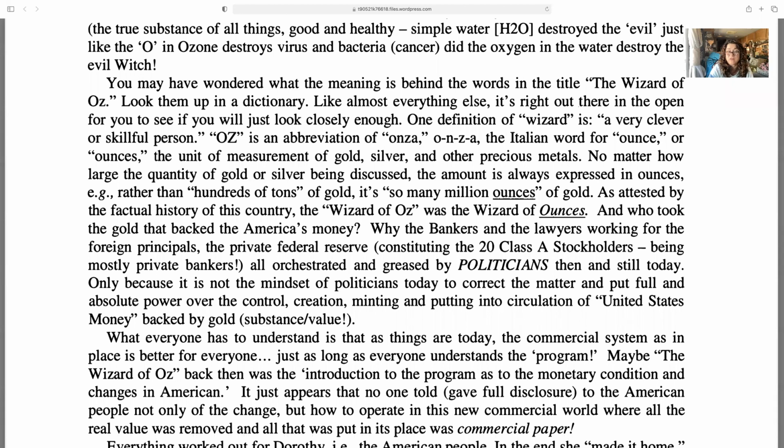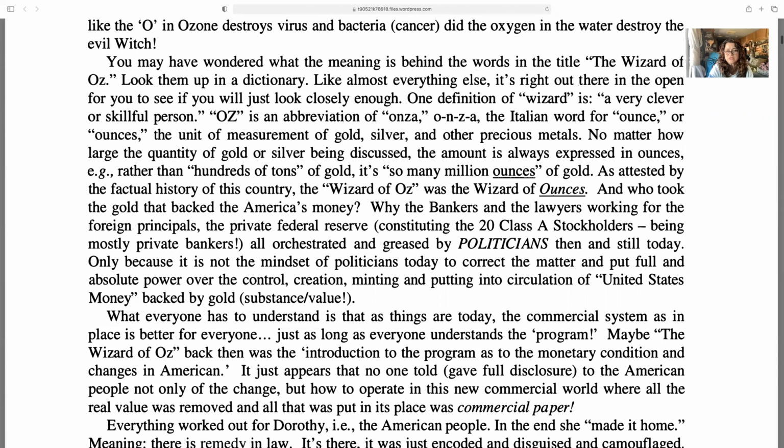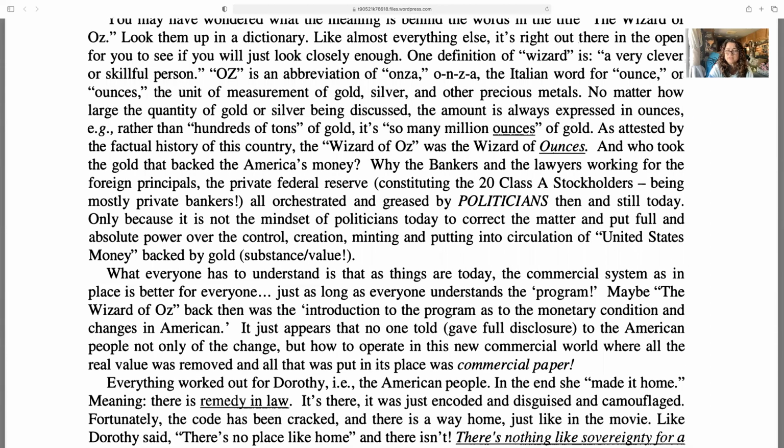Wow, wow. All orchestrated in Greece by politicians, then and still today. Whoa. Wow. Only because it is not the mindset of politicians today to correct the matter and put full and absolute power over the control, creation, minting, and putting into circulation of the United States money backed by gold, substance, and value.